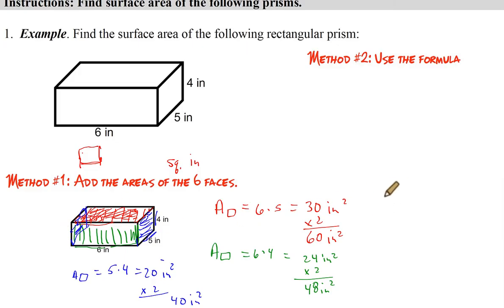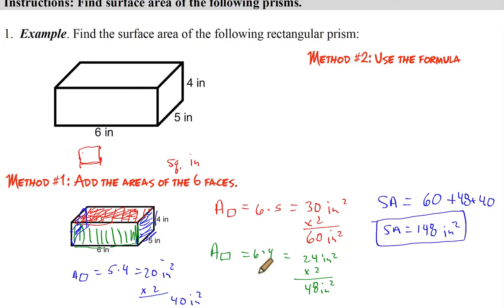Last thing we need to do is find the total surface area. So we will say the surface area equals the sum of the area from the red rectangles, which is 60, plus the area from the green rectangles, which is 48, plus the area from the blue rectangles, which is 40. What is that? 60 plus 40 is 100. So we're going to get 148 square inches. So I'm going to write it like this. All right, done. That's the surface area of that prism.